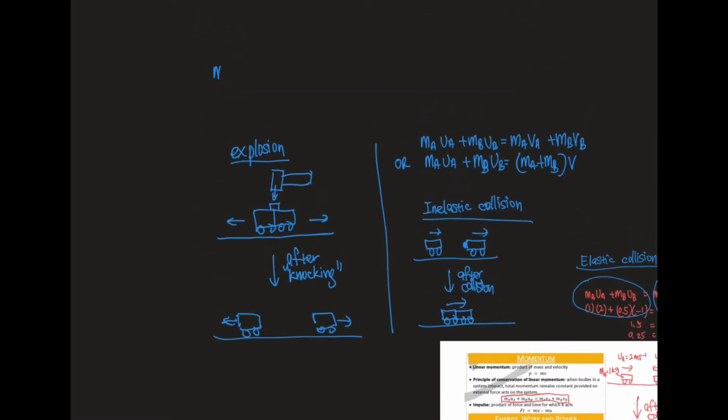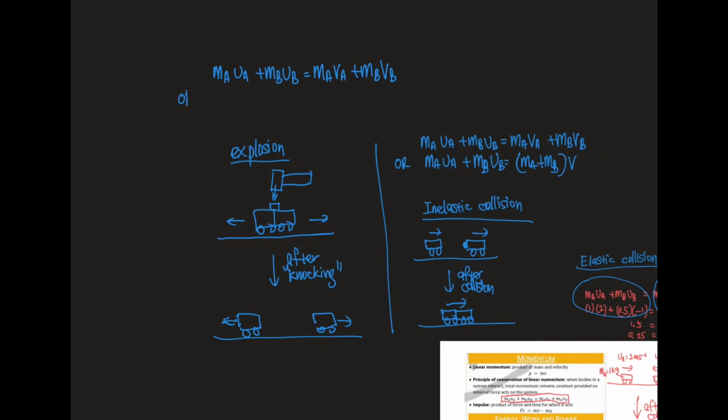Okay. So in this case, if you use MAUA plus MBUB equal to MAVA plus MBVB, it works, but you have to remember that UA and UB will be the same value. If they are not moving, UA, UB will be 0. Okay, so after you knock, they separate, and then they will have different velocity. VA and VB will be different.